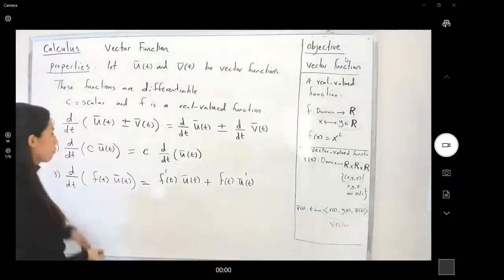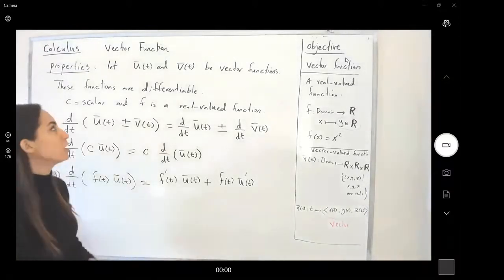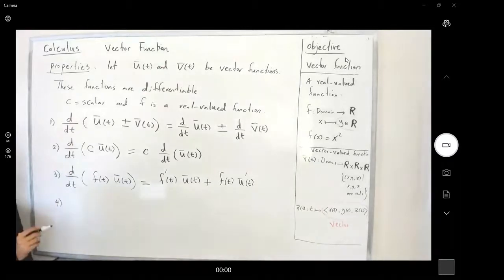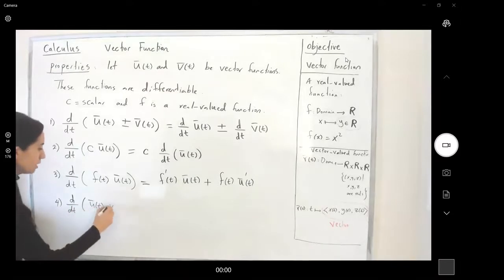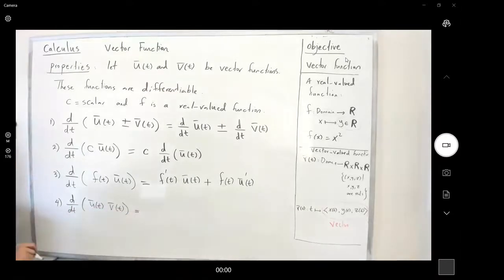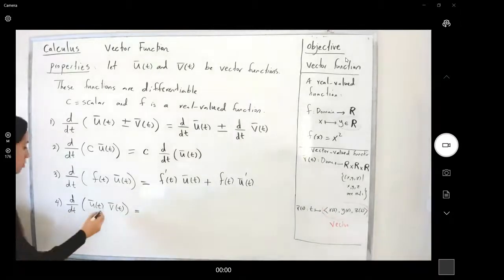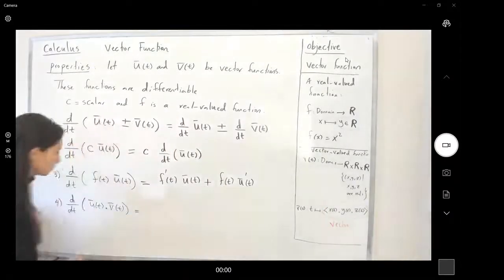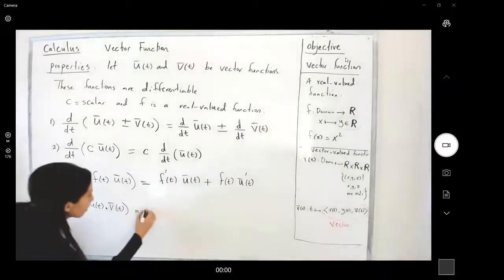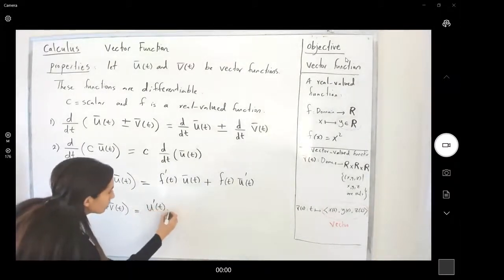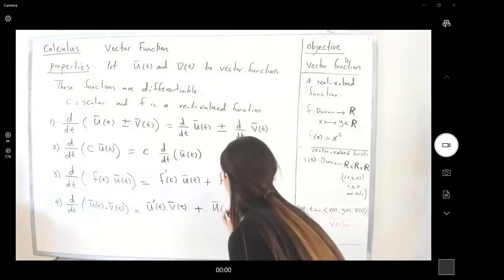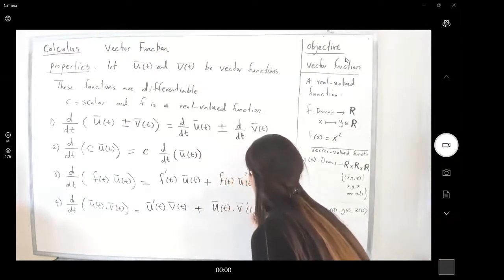Now I ask you, what if I have the multiplication of two vector valued functions? In this case, again, we apply the product rule. The differential of u dot v, remember that you have to form the dot product, is equal to the derivative of u dot v plus u times the dot product of the derivative of v.